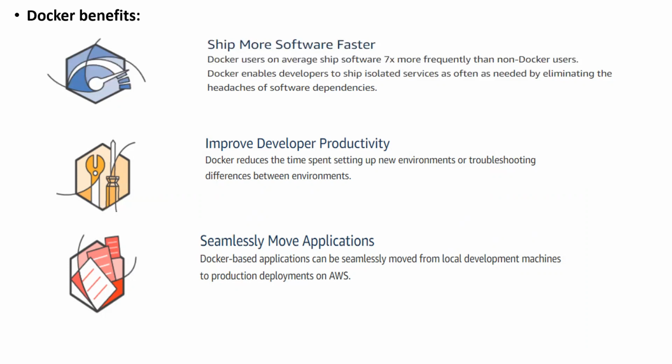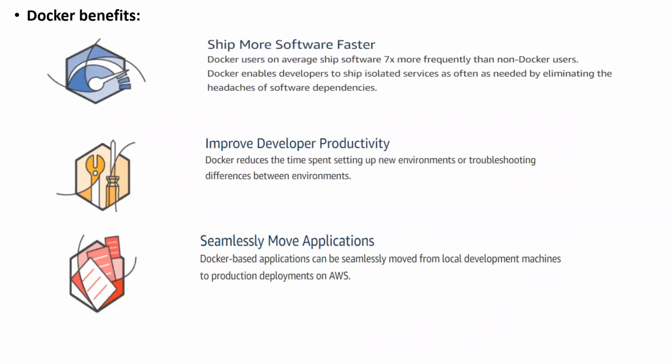Environments wise, you may have dependencies when you deploy your application. Those dependencies, we can easily avoid the overheads. We can reduce it using a Docker container. That is the first benefit. And coming to the second benefit, improved developer productivity. How is developer productivity being improved? Docker reduces the time spent setting up a new environment and troubleshooting differences between environments.